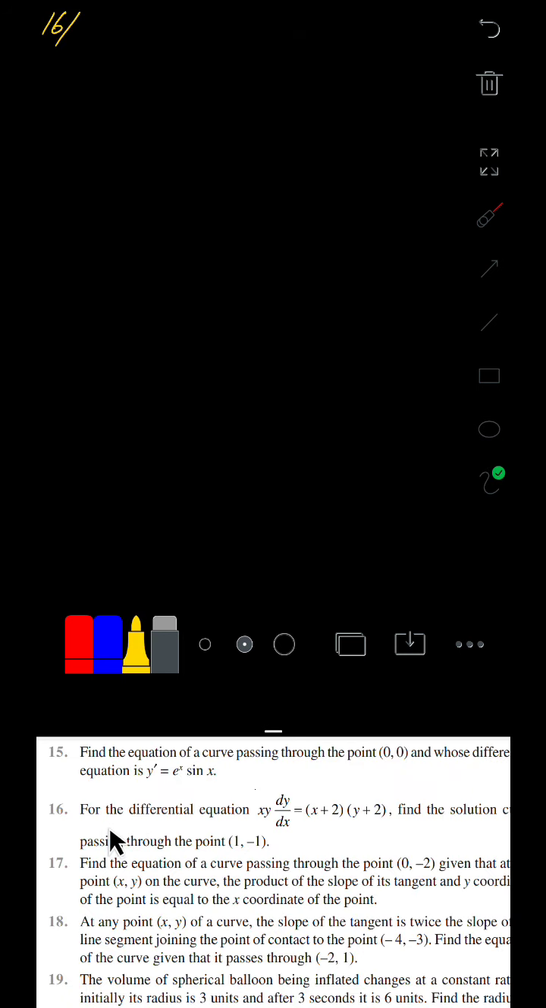Now question number 16, for the differential equation x y dy upon dx is equal to x plus 2 into y plus 2.